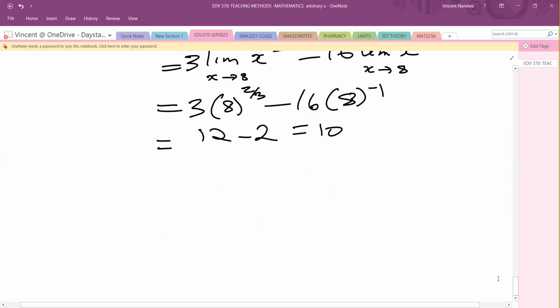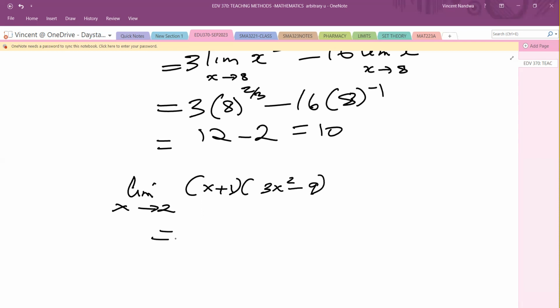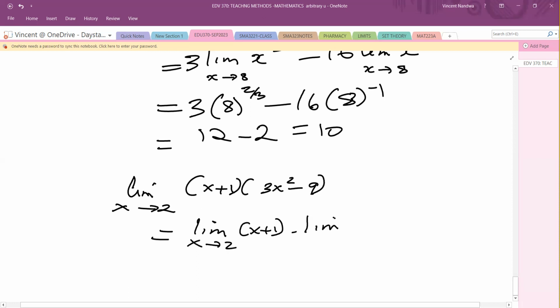Yeah. So the last one, number 4, is the limit as x approaches to of x plus 1 times 3x squared minus 9. Now what will be the steps? Which rule do we apply here? Product. There is a product, so there will be the limit of the first function times the limit of the second function. Okay?